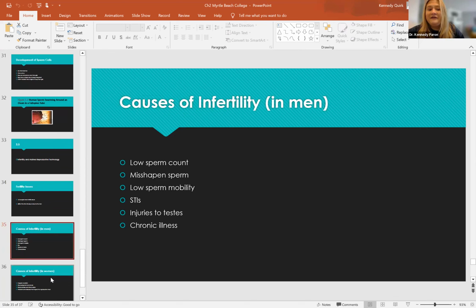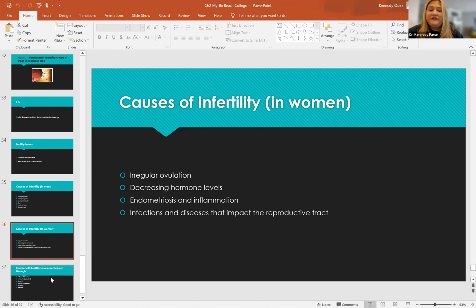Some causes in men of infertility could be misshapen sperm, or sperm that have a differing shape than common men's sperm. Also low sperm count, so having less sperm than the typical man. Another one would be STIs or sexually transmitted infections. Some of those actually lead to infertility. Injuries to the testes, chronic illness such as cancer, or even low sperm mobility. So this would be having proper sperm, but they're not able to move or swim as fast as others would.